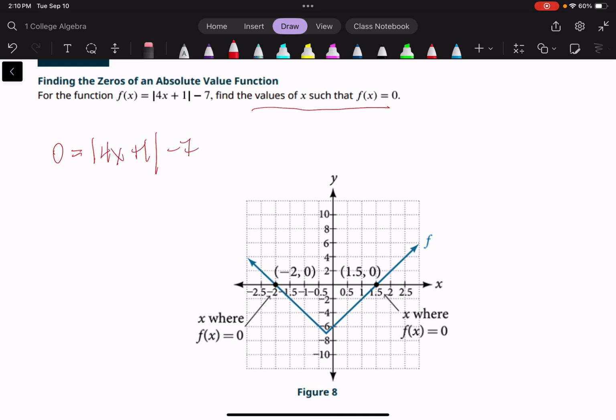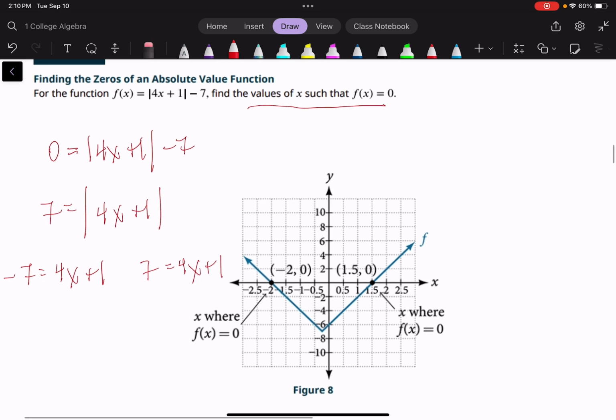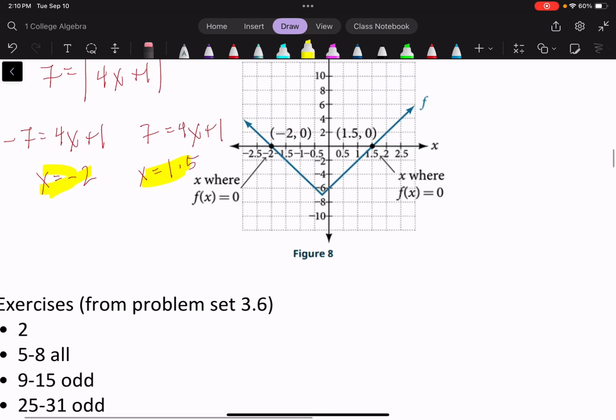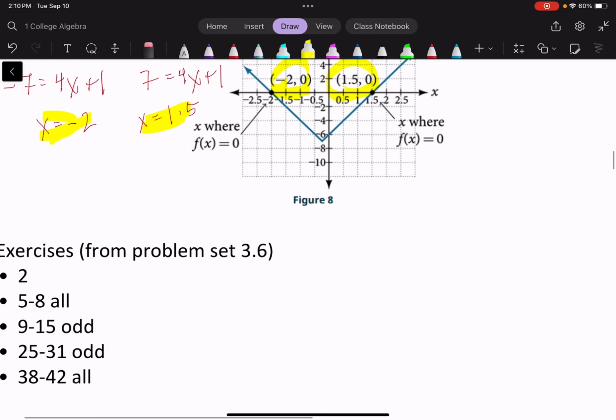So we'll isolate the absolute value, and this will be 4x plus 1, and then we'll split it into those two cases. So we'll have -7 equals 4x plus 1, and we'll have +7 equals 4x plus 1. And then we'll just solve by the normal methods, and we'll end up with x equals -2 and x equals 1.5. And those are your two solutions for that particular absolute value function, and those were the location of its zeros here and here. As you can see, we solved that algebraically.